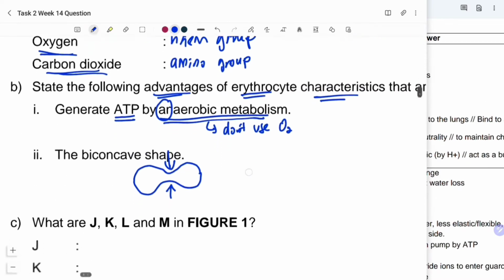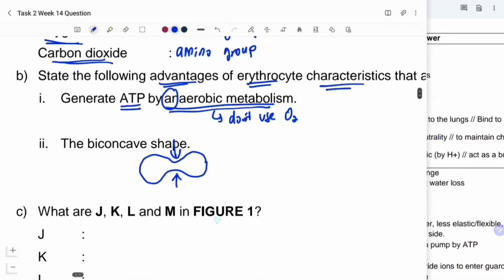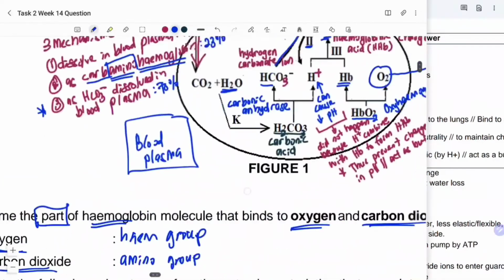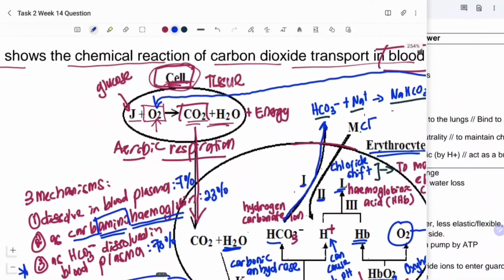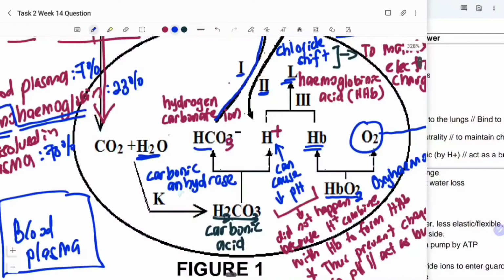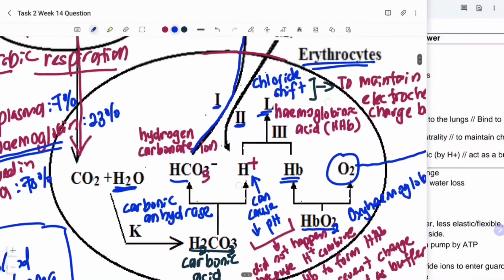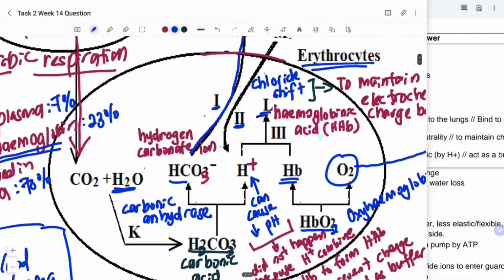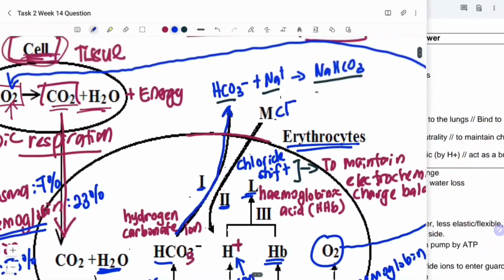So next, what is the JKLM in the figure 1? So tadi kita dah tahu jawapan dia apa. So J tadi glucose, and then K is the carbonic anhydrase, the enzyme. The L is hemoglobinic acid ataupun HHb, and then finally M is the chloride ion ataupun Cl-.